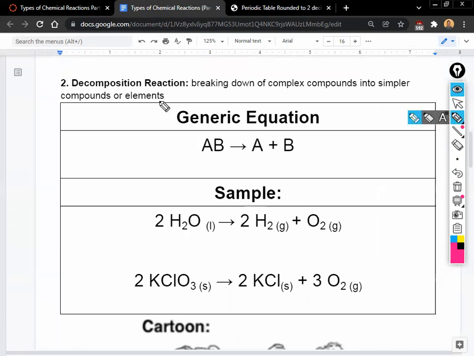So easy way to identify decomposition. You guys only need to write down the name, but for a decomposition reaction, there's going to be only one chemical on the left side, and then on the right side, you're going to have more than one chemical. So if you ever see this kind of reaction, where there's one chemical on the left side, but multiple on the right side, that's a decomposition reaction. You got some examples right there. Notice they all have only one thing on the left, but they have multiple things on the right.